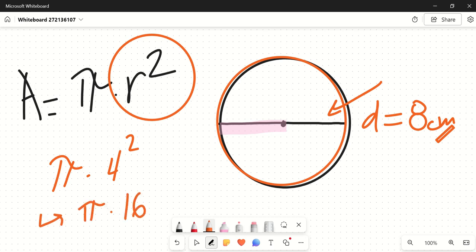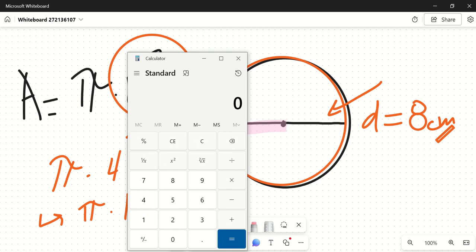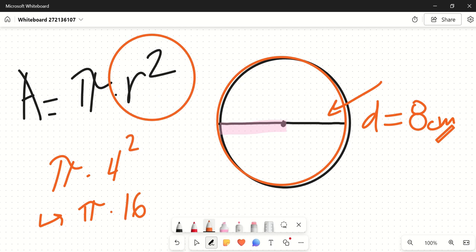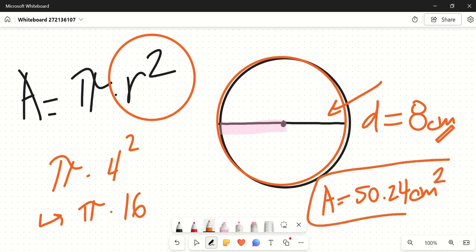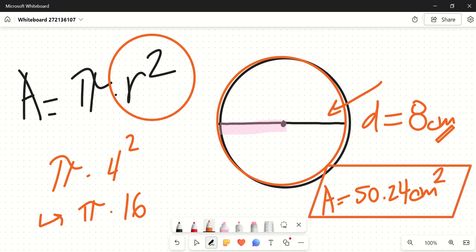And then again, we use our calculators to do that. Pi being 3.14 times 16. The area of this circle would then be area equals 50.24 centimeters. And ladies and gentlemen, what's the last part of my answer? Squared. Because it is the area. Area is always squared. Therefore, I found the area of my circle.